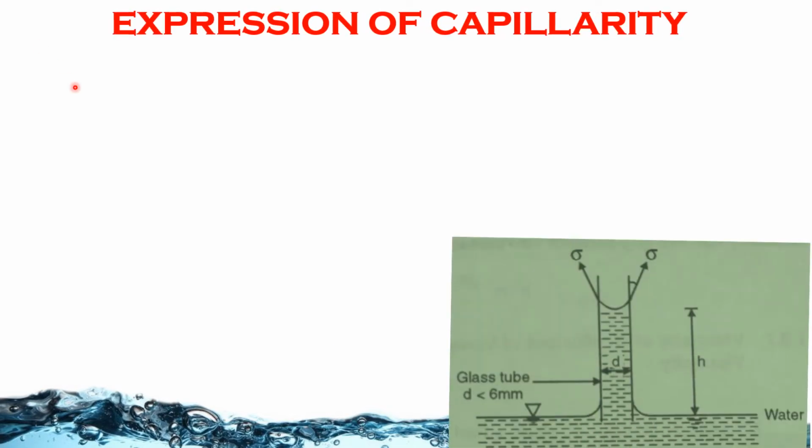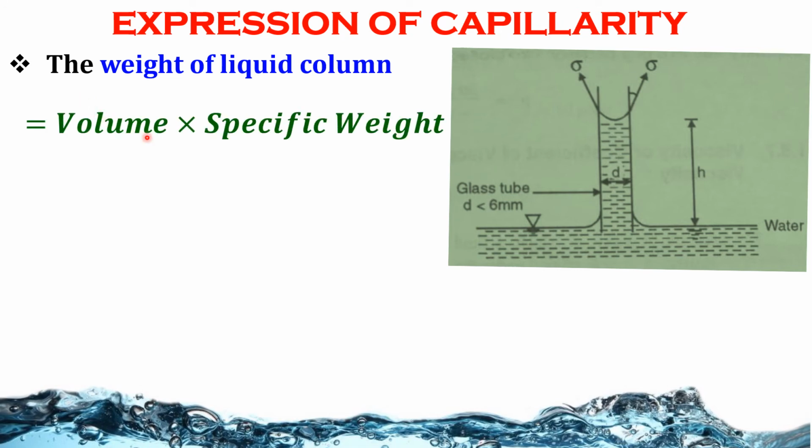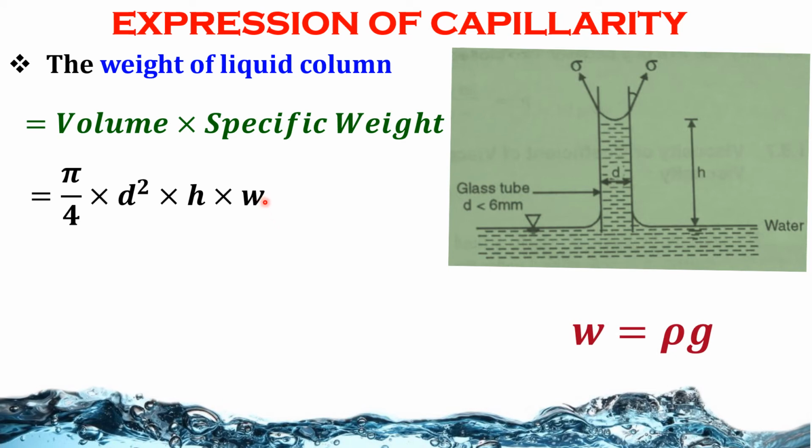Next, we are going to calculate the weight of the liquid column, which is equal to volume into specific weight, where volume is equal to pi by 4 into d square into h. We know that the specific weight w is equal to rho into g. Substituting over here, the weight of the liquid column is equal to pi by 4 into d square into h into rho into g.